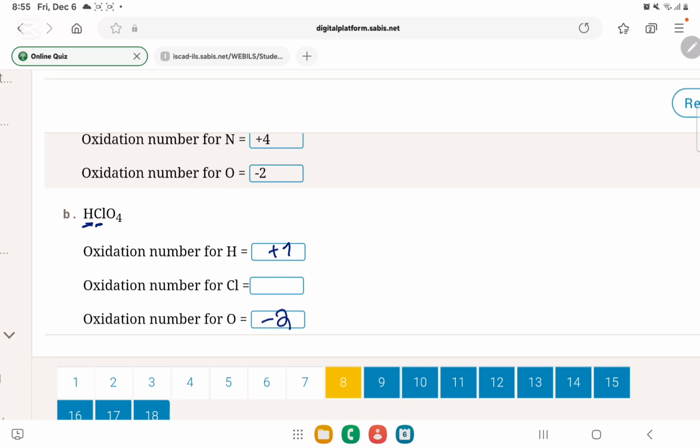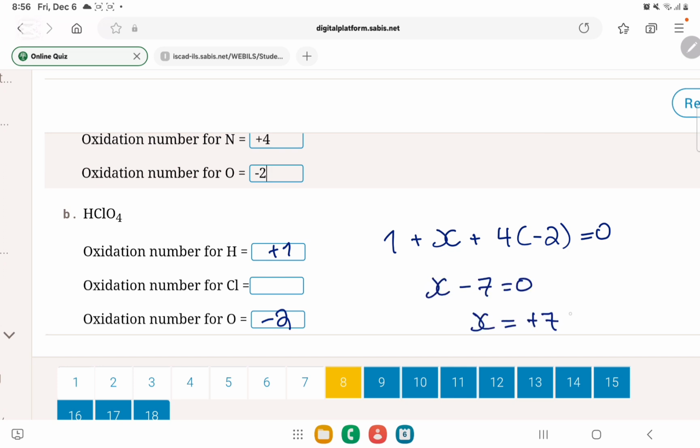And now we're going to have to solve. So 1 plus x, 1 from the H and x for Cl, and then plus 4 times -2, because we have 4 O's, is equal to 0. So x minus 7 is equal to 0. So the oxidation number of Cl is equal to +7.